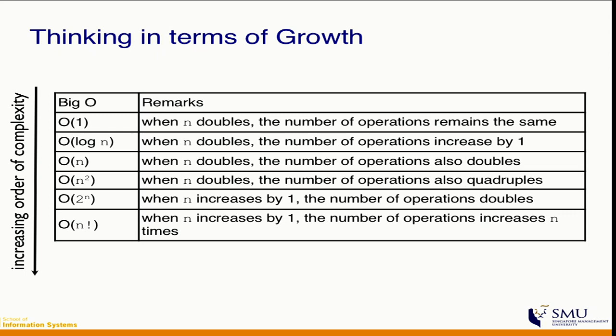N to the power of 2, when n doubles, your operation is going to go square to the doubling, which means that it's going to increase 4 times. So 2 to the power of n means that when n increases by 1, the number of operations doubles. So that's the opposite of the log n. And finally, n factorial: when n increases by 1, the number of operations increases n times. So increasing your input by 1 will increase the number of operations you need to do by n times, which is a very large number.